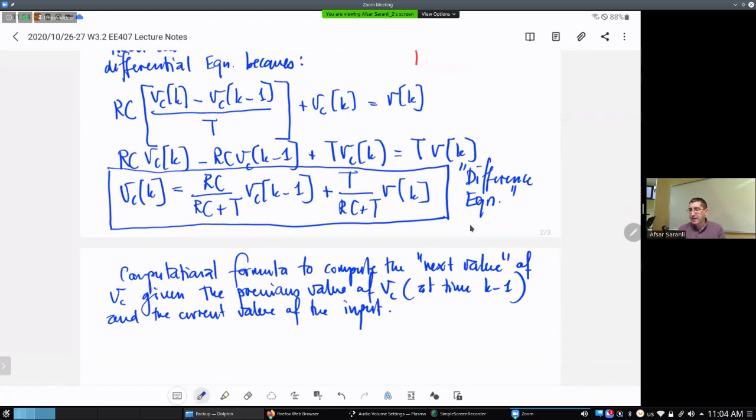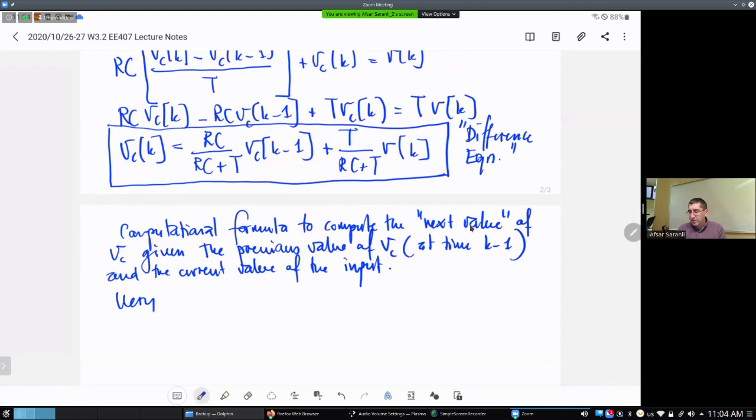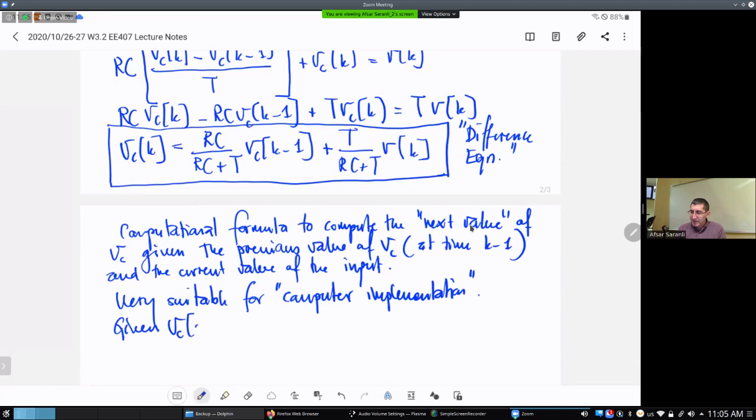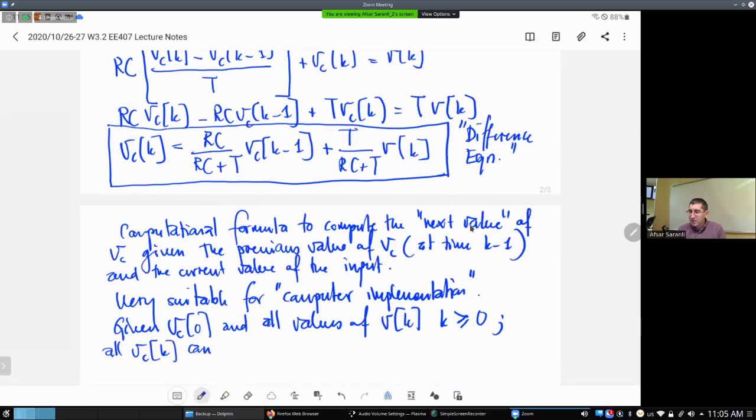So this is really very suitable for computer implementation, because it's simply a calculation formula. Given Vc at time 0 and all values of V at k for k larger than or equal to 0, all Vc at k can be calculated.